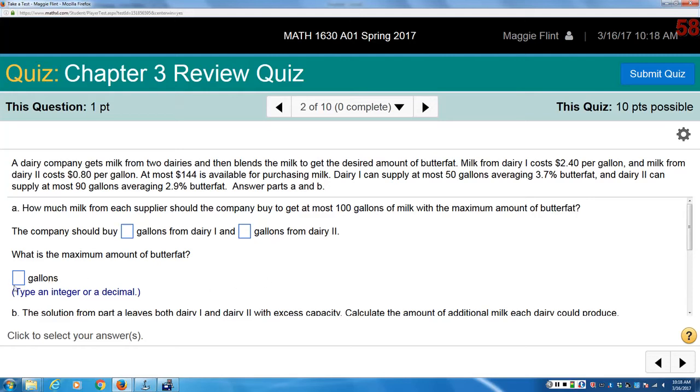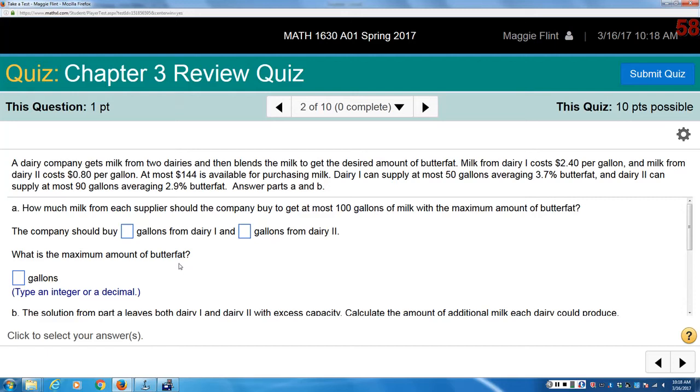Until you actually come down to the question, what is the maximum amount of butterfat, there's nothing that's going to tell you what the objective function is. I think you were on to something though, usually it comes at the end of the problem. The objective function comes at the end. All of your constraints come from everything before that.